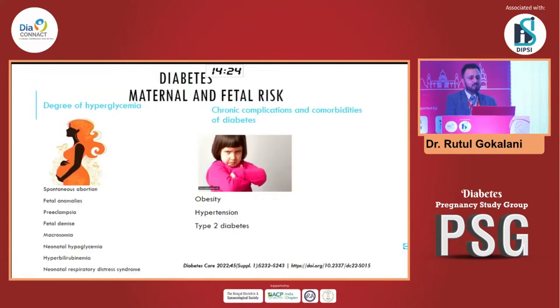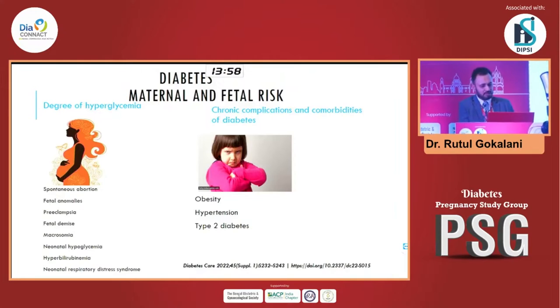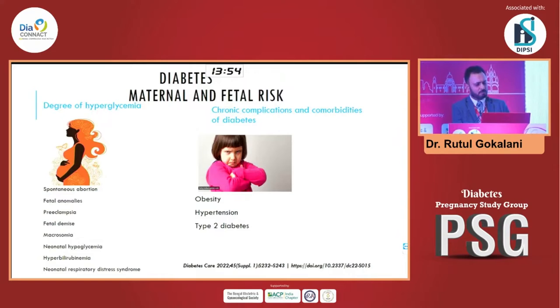So why do we need to do this preconceptional counseling? So that the patient knows what kind of complications they are going to get if they have pre-gestational diabetes and it is not controlled. We already talked about the complications for the pregnant lady. Maternal and fetal complications include spontaneous abortion, fetal anomalies, preeclampsia, fetal demise, macrosomia, neonatal hypoglycemia, hyperbilirubinemia, and neonatal respiratory distress syndrome. In the future, for the baby, it is going to be obesity, hypertension, and type 2 diabetes at a very early age. We have seen cases where a gestational diabetic mother delivers a baby, and at the age of 15, 16 or 20 years, they get diabetes or PCOS or many metabolic problems. This is why we need to counsel in the preconceptional period only.